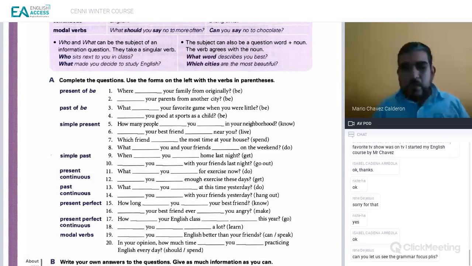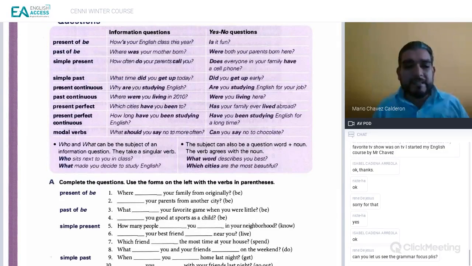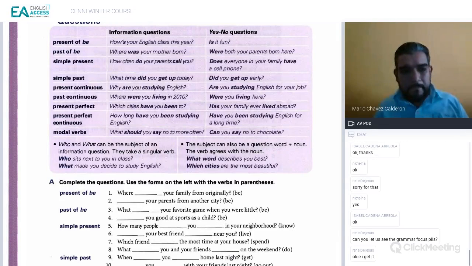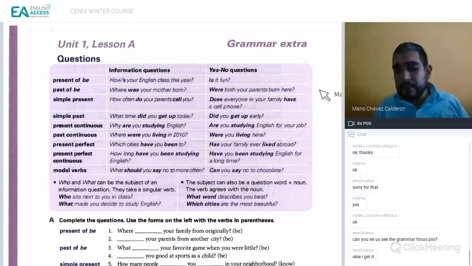Oh, I will send you everything, Rene. I will send you the whole page in the picture. It is what we just did. This is what we have been talking about up to right now. Okay, got it. Good. All right, let's get going.